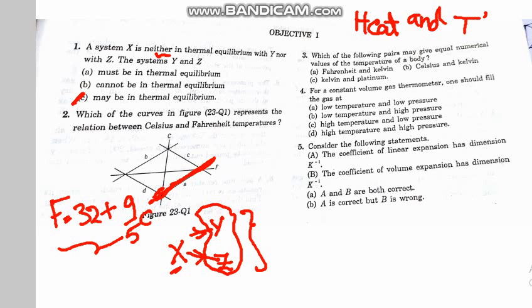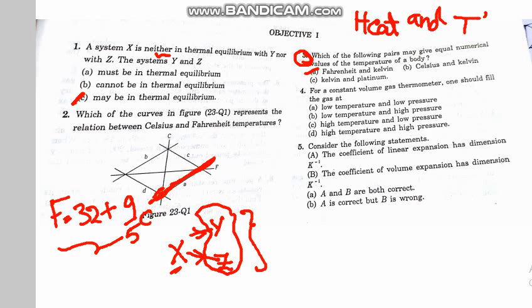And here: which of the following pairs may give equal numerical value of the temperature of a body? Suppose D is "none of the above", many of us would definitely choose D only. But here the option is A, Fahrenheit and Kelvin temperature. I posted a link in the comment section. You can view that for this question, and then your doubt will be cleared.